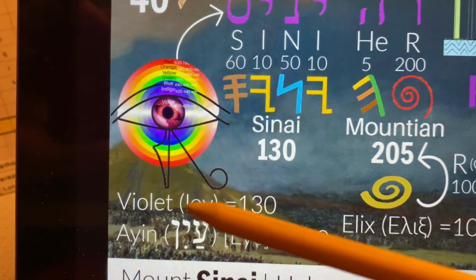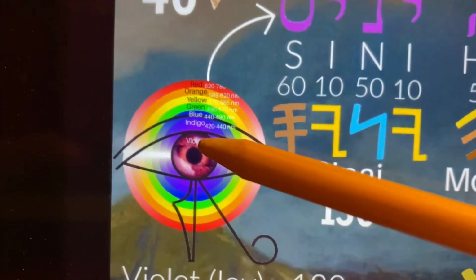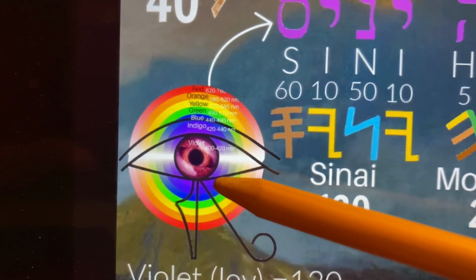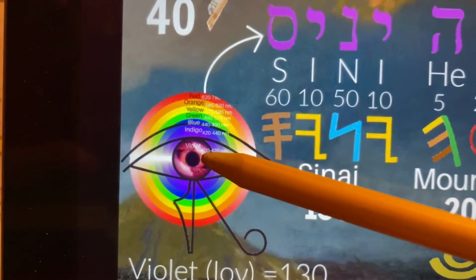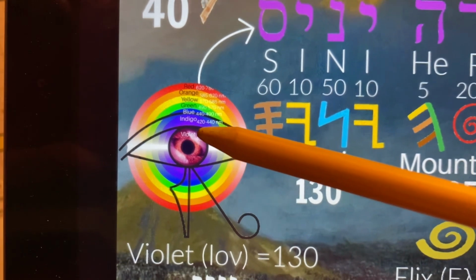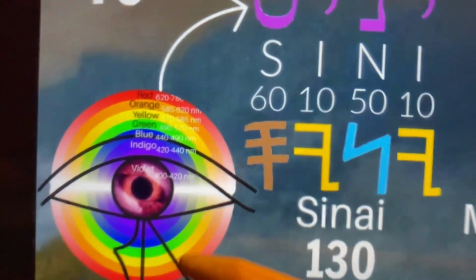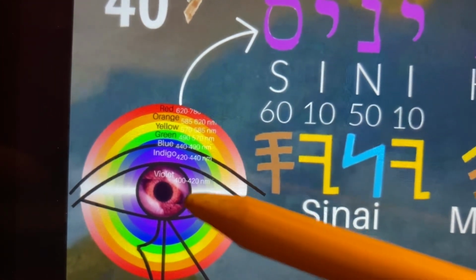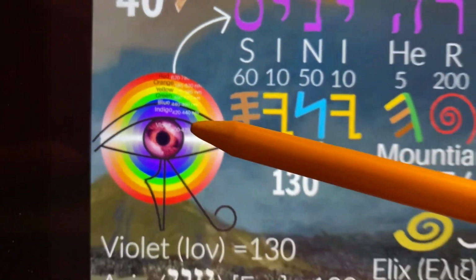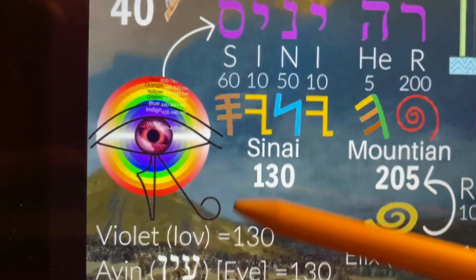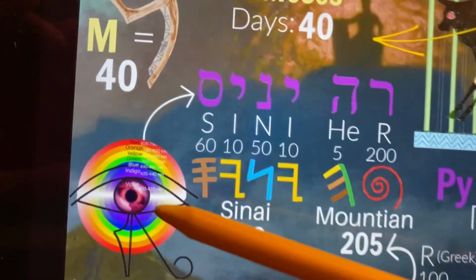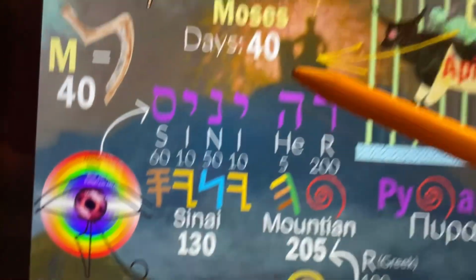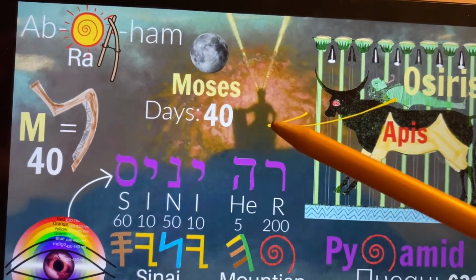And in Greek, it's the cipher for violet. And this refers to the fact that the eye of Ra, the lowest part of the rainbow, is violet. Or the shortest wavelength is 400 to 420 nanometers. So all this is a cipher for Moses climbing onto Mount Sinai and looking into the eye of God to get the new Ten Commandments.